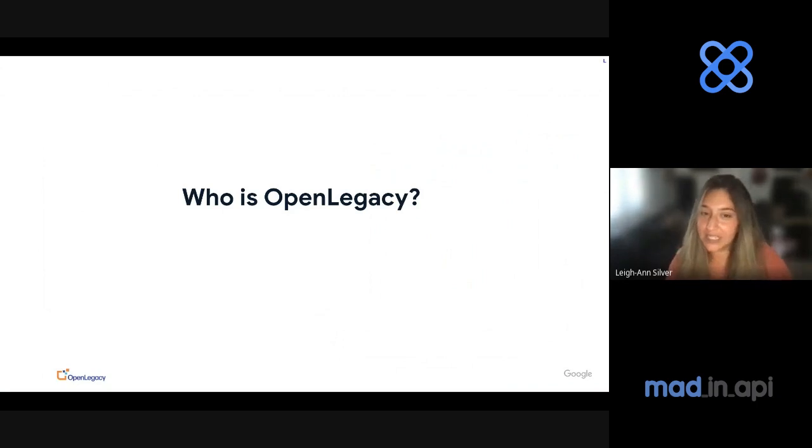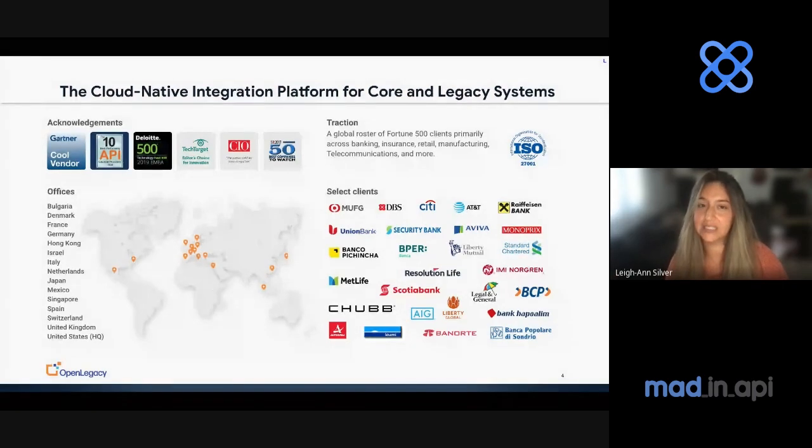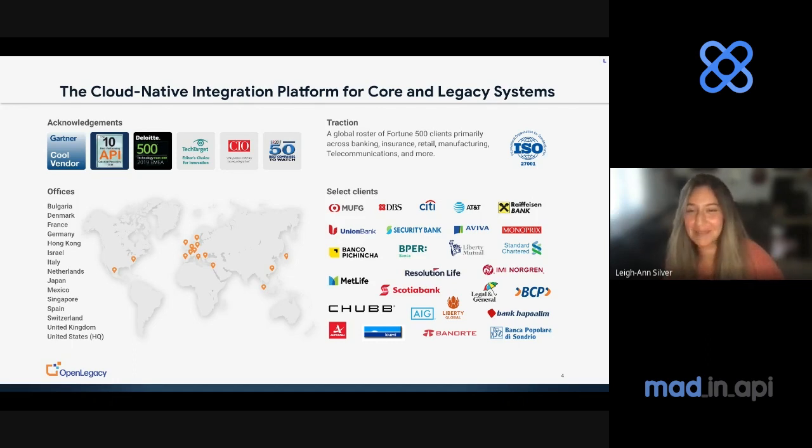So who is OpenLegacy? In a nutshell, we are a cloud-native integration platform for core and legacy systems. What OpenLegacy specializes in is solving for the last mile of integration. How can you generate APIs and digital services from complex, monolithic, on-prem, heavy legacy systems? The more complex, the more exotic, the older, the better the product shines.